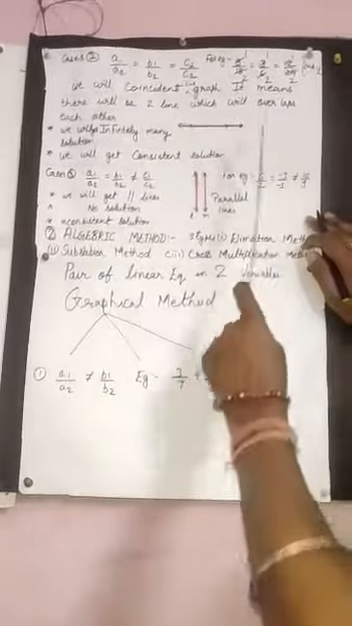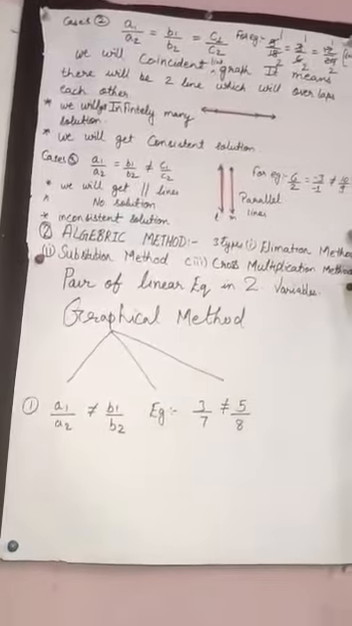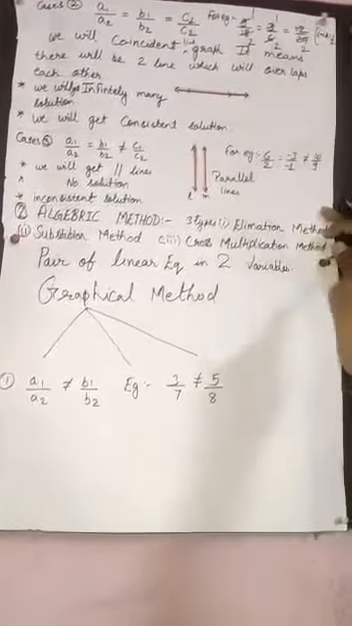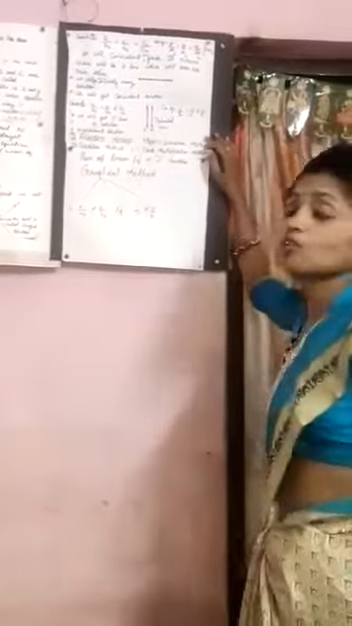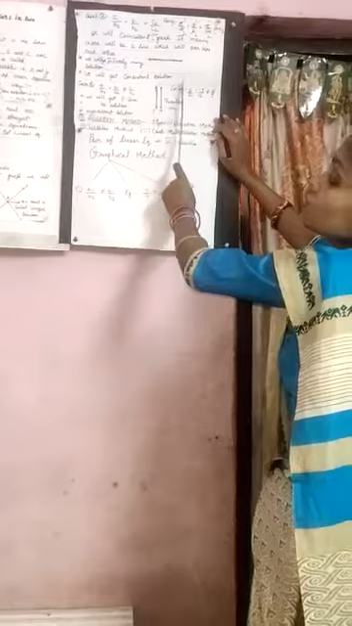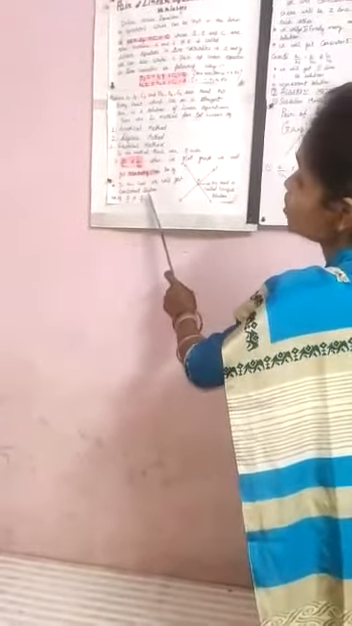It means two lines will overlap with each other, and here you will be getting infinitely many solutions, means बहुत सारे आंसर आपको आएंगे, that will be equal to each other. And we will get a consistent solution. We will be getting a consistent solution here also, in intersecting lines and in coincident lines.